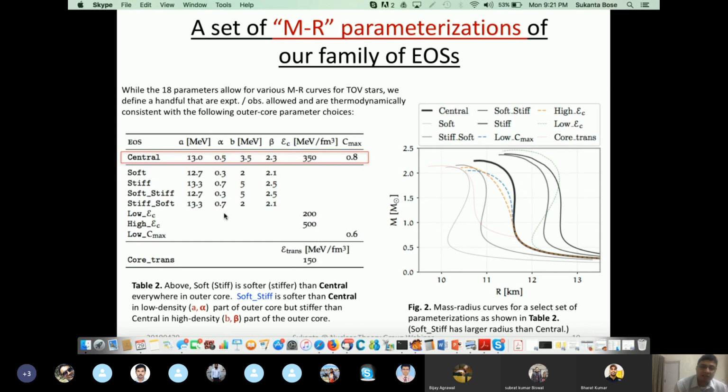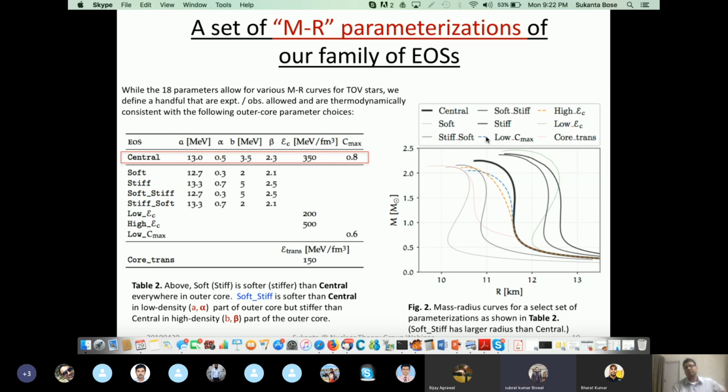I'm hazarding a guess that we can come up with parameter distributions where the mass can actually rise as well. It's just that we always restricted ourselves to have maximum mass in this range. I can check back and get back to you, but I think it is not impossible, given we have 18 parameters, to have an equation of state that is still within about 11 to 12 kilometers but has a higher mass than what you see here.